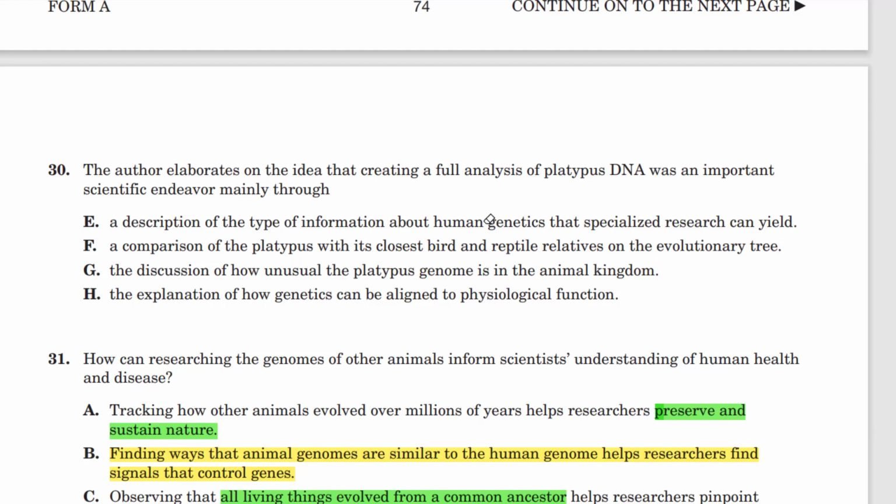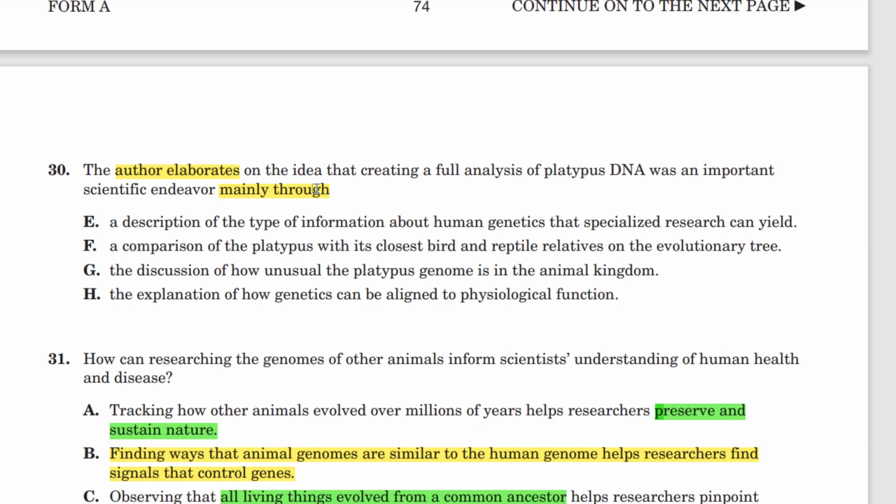Okay, question 30. The author elaborates on the idea that creating a full analysis of platypus DNA was an important scientific endeavor, mainly through... The author develops the idea by... This is a typical question. It's what we would call a rhetorical development question.